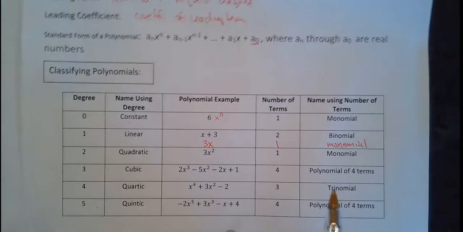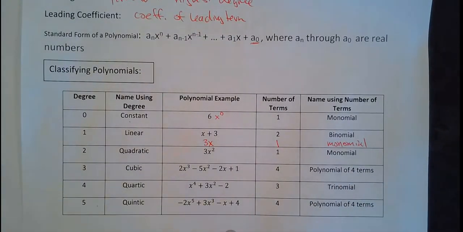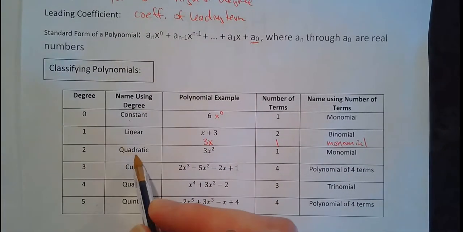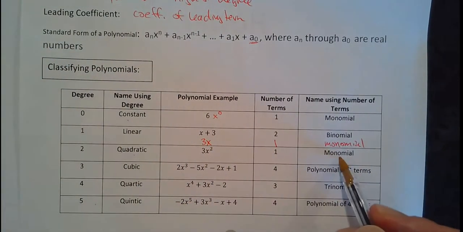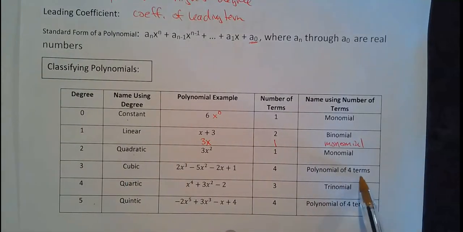So all kinds of different combinations. There's no correlation between degree and number of terms. They can be any combination. Okay? This one has a square that makes it quadratic, but one term makes it a monomial. This one has a cubed as its degree, that makes it cubic. There's 4 terms, that makes it a polynomial of 4 terms.